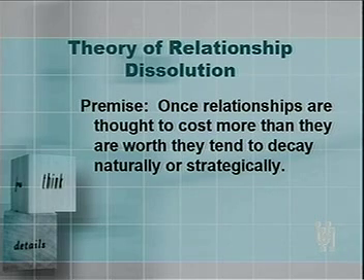Your time is precious, and how you allot that time is strategic and has something to do with relationships. Relationship maintenance, the theory argues, costs effort, and does so because it is designed to achieve rewards. And we spend more time where we need to based upon the rewards that we are seeking. Well then, once relationships are thought to cost more than they are worth, they tend to decay naturally or strategically.